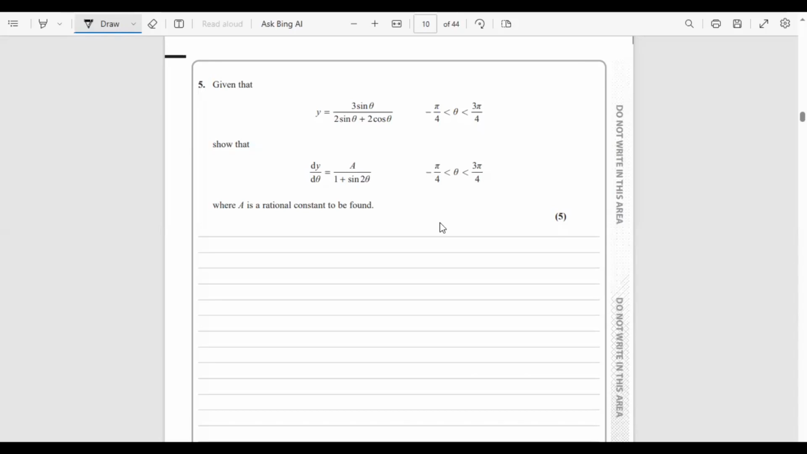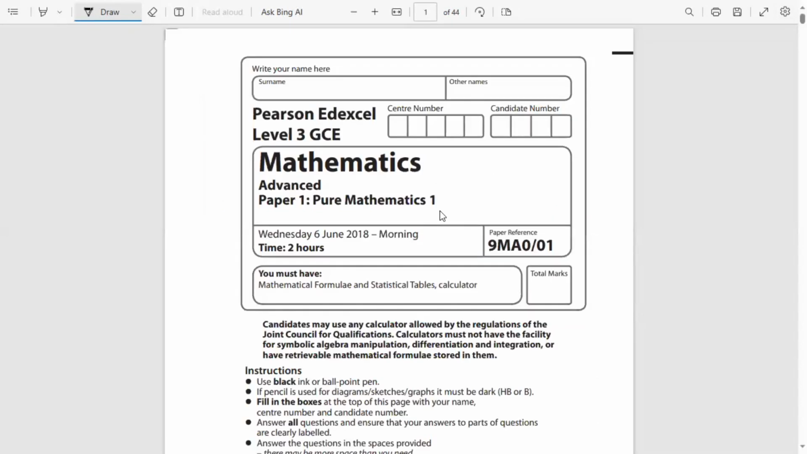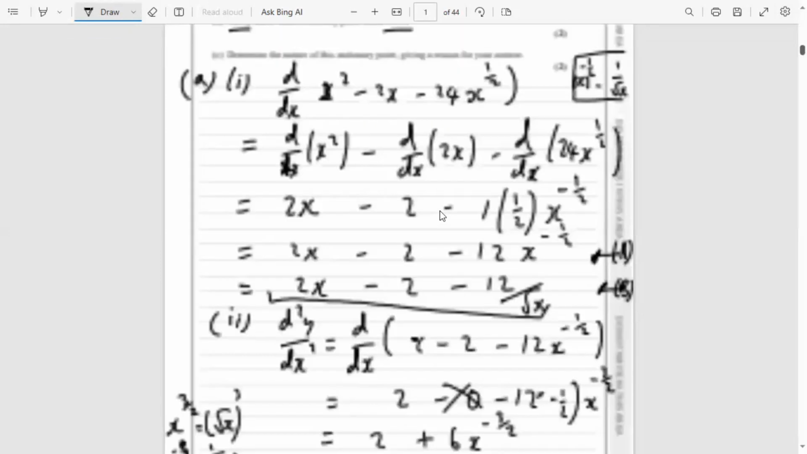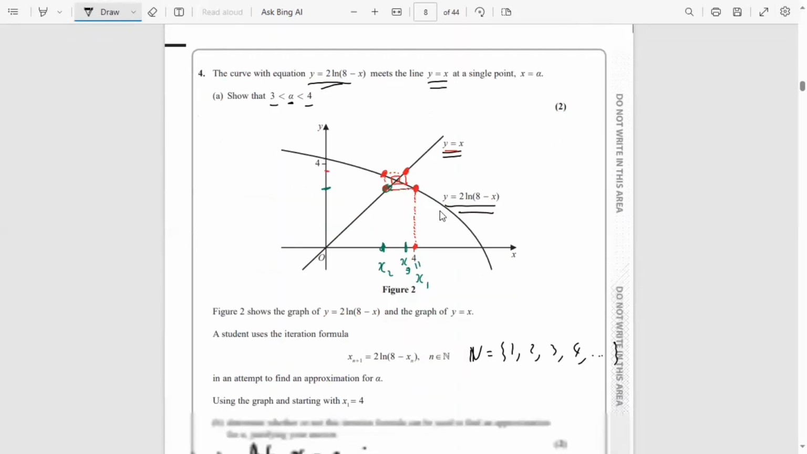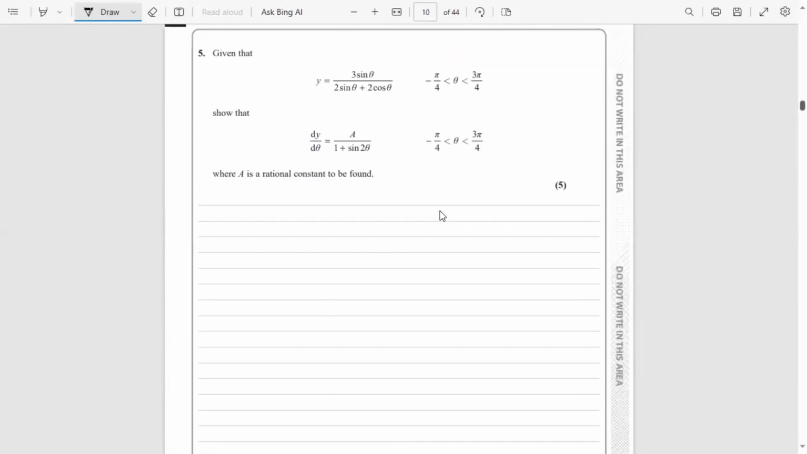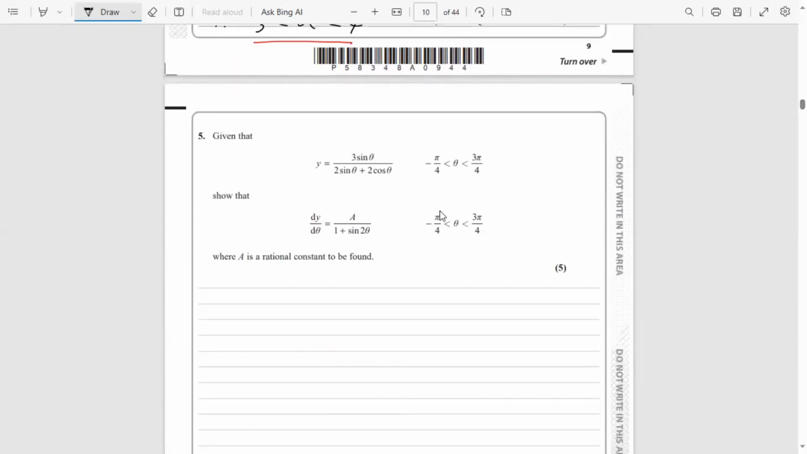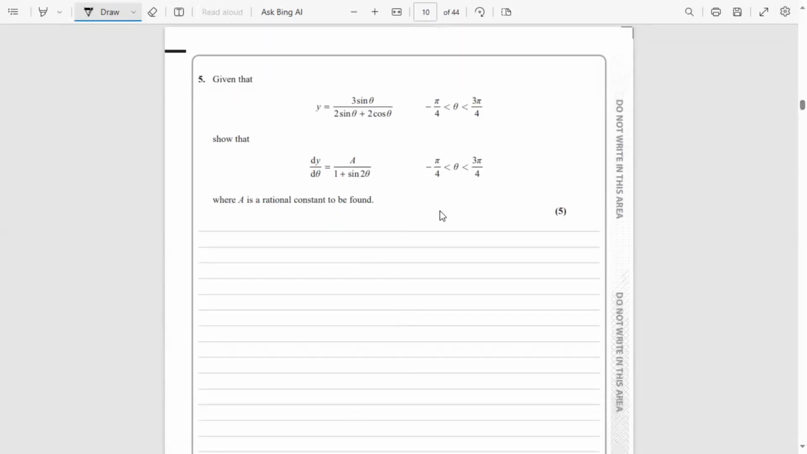This video is going to be about question 5 from the 2018 Edexcel Paper 1 Pure Maths A-level exam. It's a question on differentiation. Let me just scroll down to the question again. There we go, differentiation, question 5. It's a question on trigonometric differentiation and it's going to involve the quotient rule. So we're going to do this today.